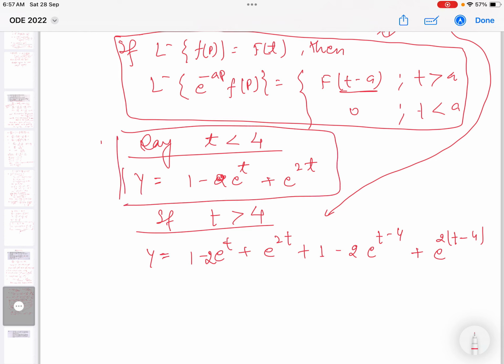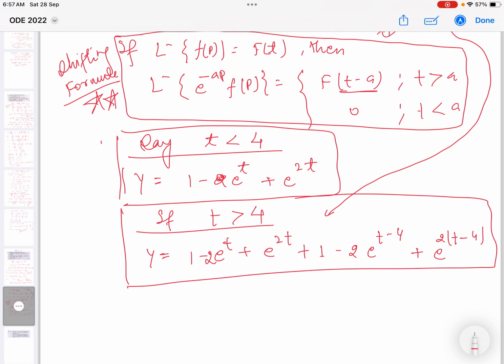The thing we need to know is this shifting formula. It's very frequently used, so take a very serious note of where you can utilize this formula and solve your problems. So now moving ahead.